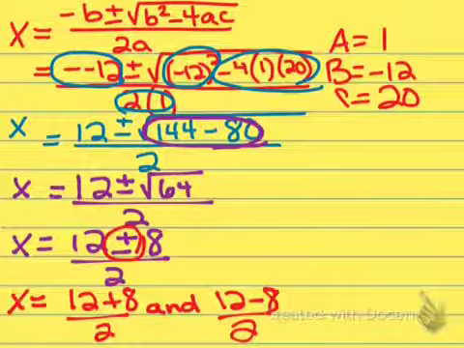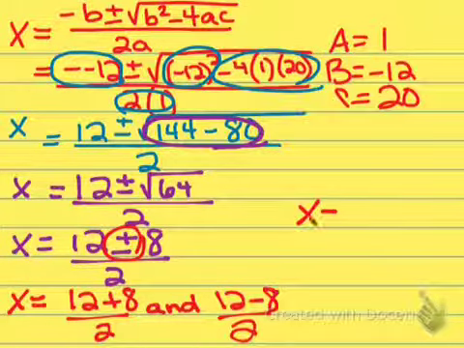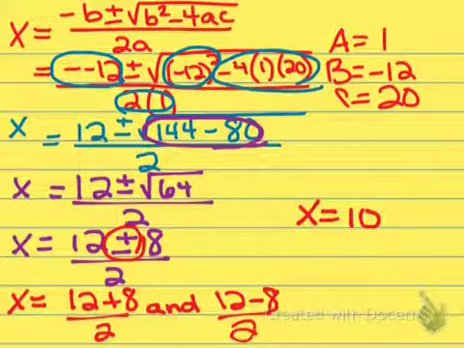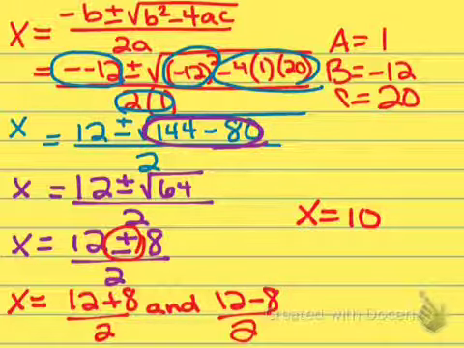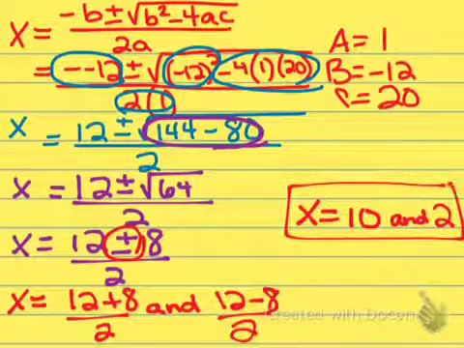12 plus 8 is 20, divided by 2 is 10. So we're going to have x equals 10. And then 12 minus 8 divided by 2 is going to give us 2. So 10 and 2. So that's our answers.